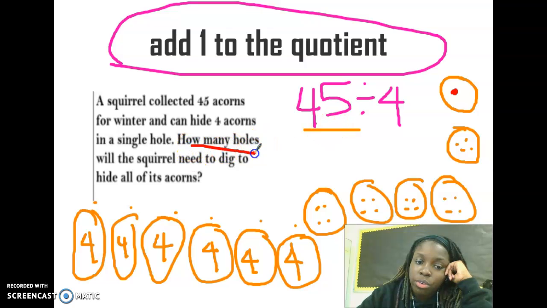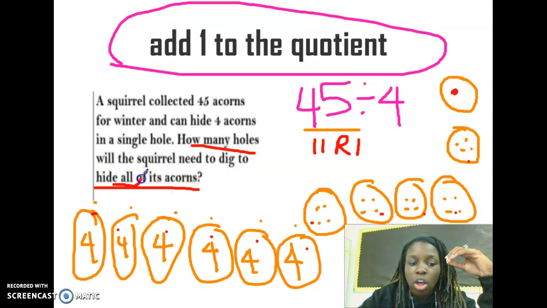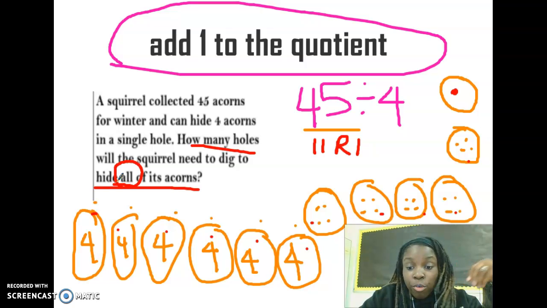So how many holes will the squirrel need to dig to hide all of his acorns? So how many holes is it? So we know that 1, 2, 3, 4, 5, 6, 7, 8, 9, 10, 11. So we know this is 11 with 1 acorn left over, right? In this last hole. But when it says you want to hide all of something, or you want to have all of something, or everyone needs to go, or you need everything, if you need everything, that means you need to add another group. So instead of 11, I'm going to add another hole.